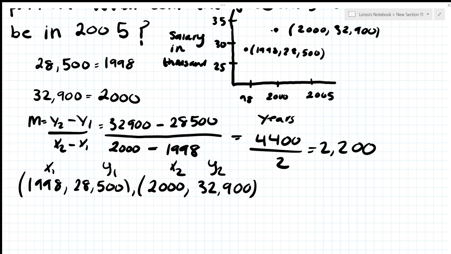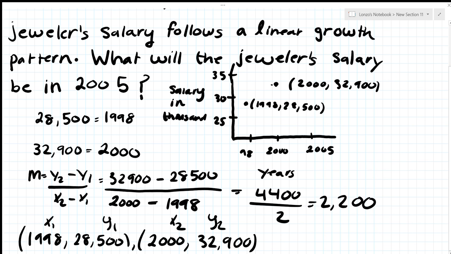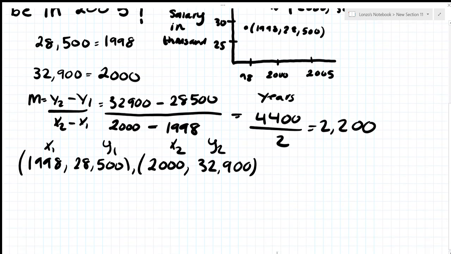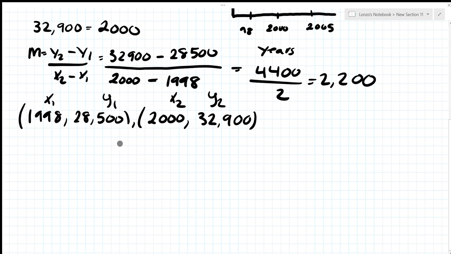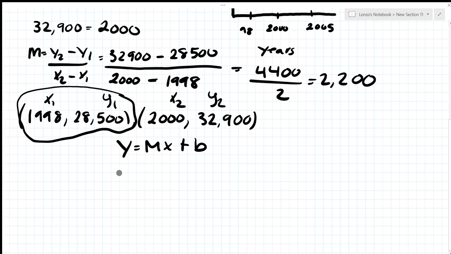Now, the question says, what will be the salary in 2005? So remember, we have it in this form, y equals mx plus b. What do we know? We know our slope, and we don't know our b, so to do that we got to pick a point. I'm going to pick this point, and I always circle my point because I might get confused. So our y1 is 28,500 equals, what is my slope? Our slope is 2,200. Okay, so what else do we know?